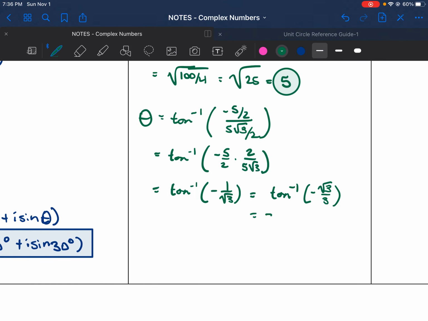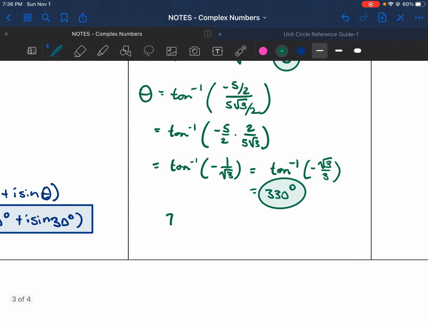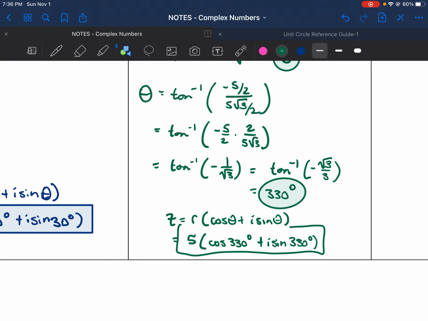So theta is 330 degrees. I'm going to circle that because that's important. Throwing it all in, z equals r cosine theta plus i sine theta. This gives us 5 cosine of 330 degrees plus i sine 330 degrees. Beautiful.